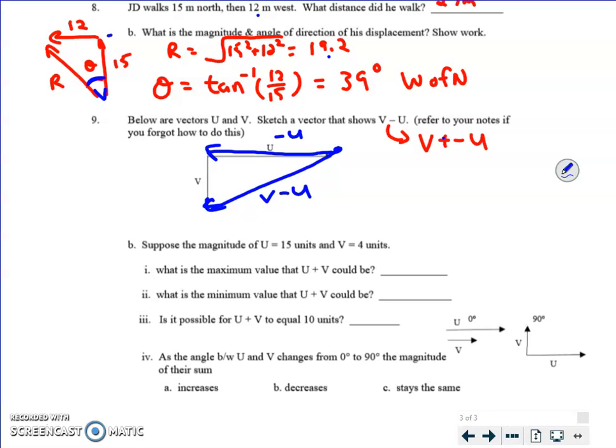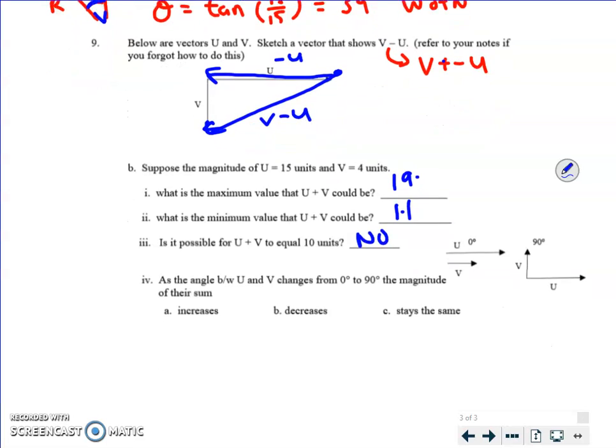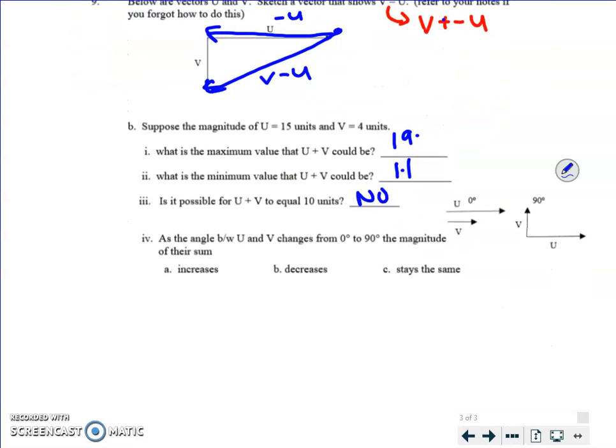Okay, what's the maximum 15 and 4 can add up to? That's easy, 19. What's the minimum? It'll be 15 minus 4, 11. Can they ever add up to 10? And the answer is no, because 10 does not fall between these two extremes. That was the point of figuring out those extremes. And then as we go from 0 degrees, when they're at 0 degrees, they're adding up to 19. When we put them at right angles, they're adding up to something less than 19. So this is going to decrease. The vector sum of these two would be this vector. If you use the Pythagorean theorem to find a value, you'll get less than 19.